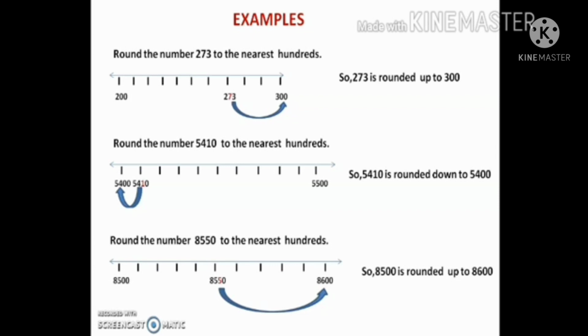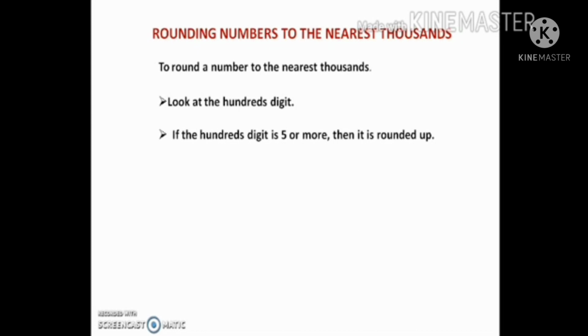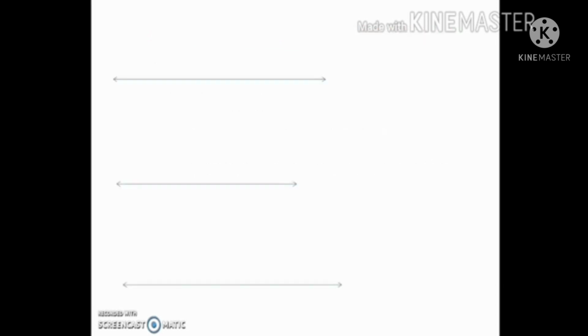Okay, now let us go for the next, rounding to the nearest thousands. To round a number to the nearest thousands, we have to look at the hundreds digit. If the hundreds digit is 5 or more, then it is rounded up. If the hundreds digit is less than 5, then it is rounded down. Now again, let us look at some examples so that you will understand it better.